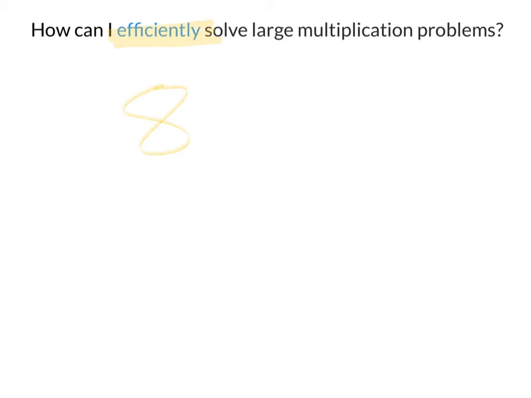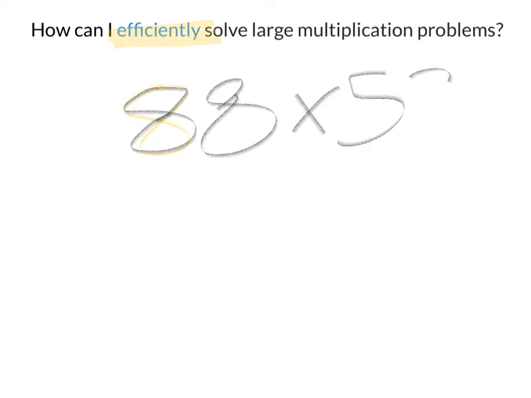If you had a multiplication problem like this, 88 times 53, and you tried to make 88 loops and put 53 dots in every single one, that would take you all day long. And as a wise person once said, nobody has time for that.